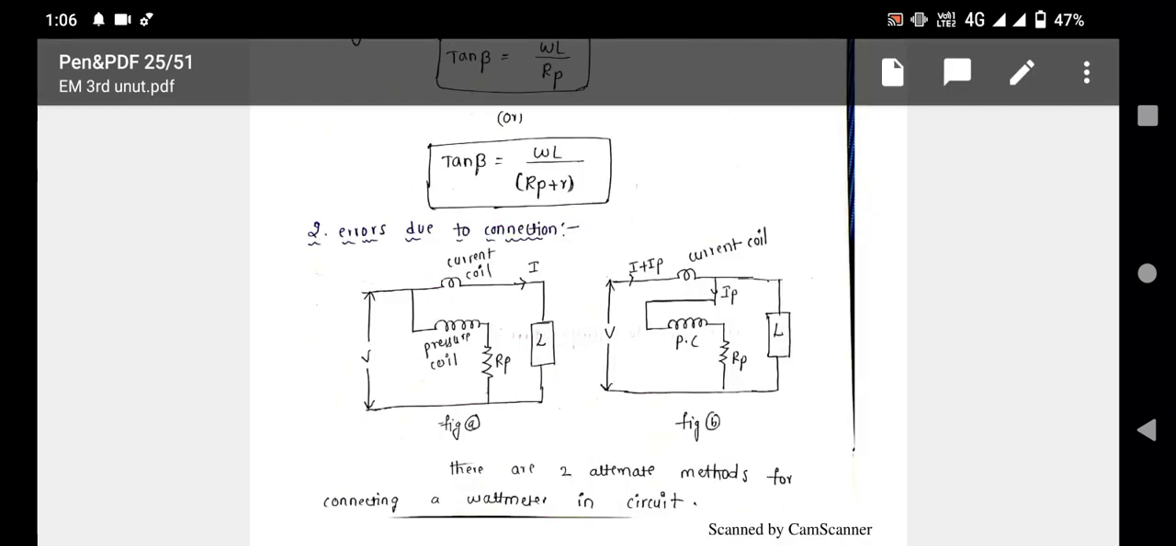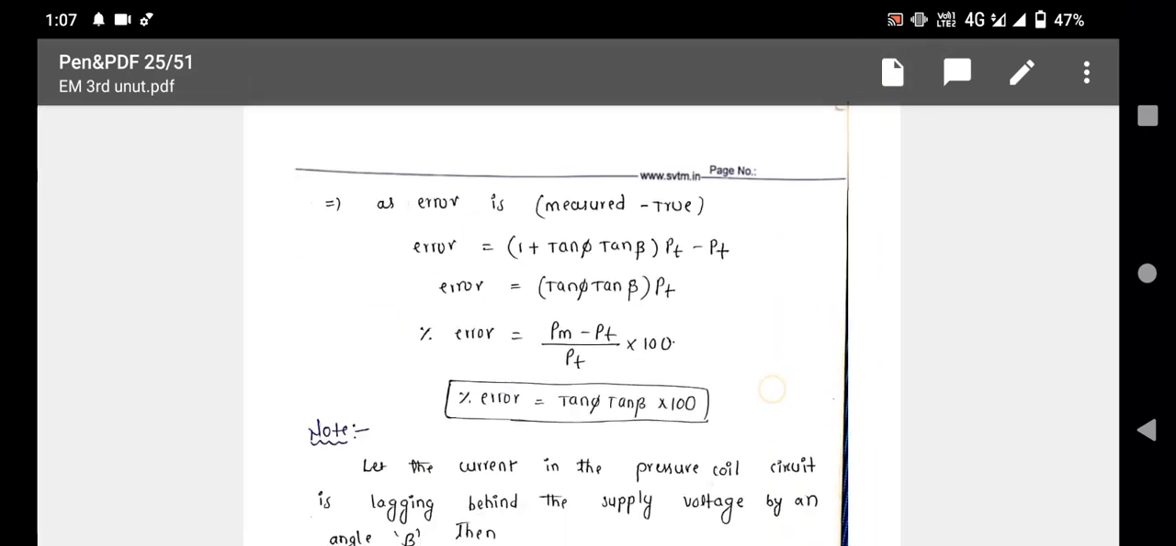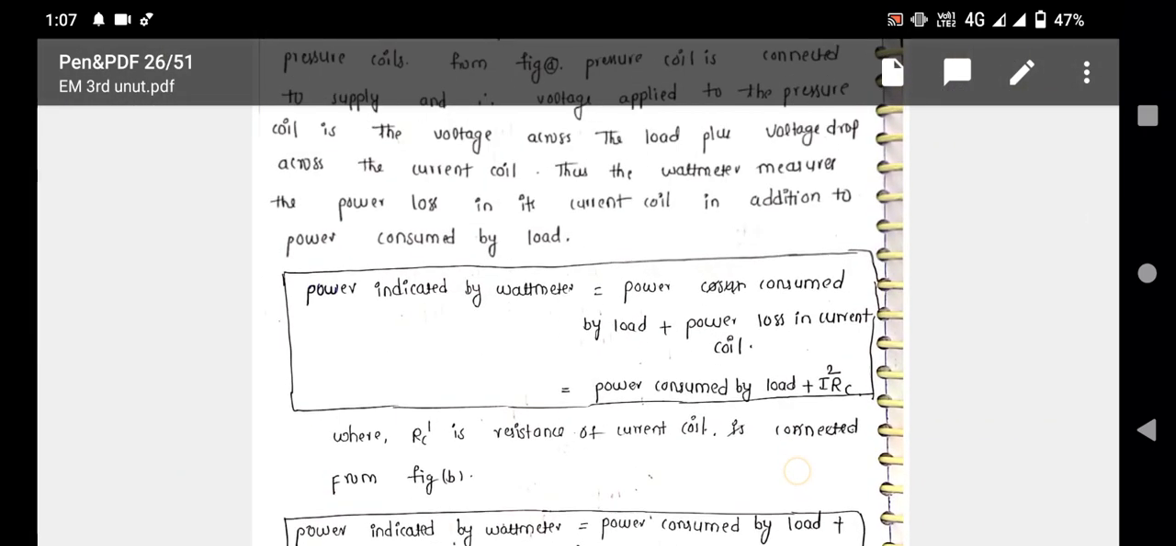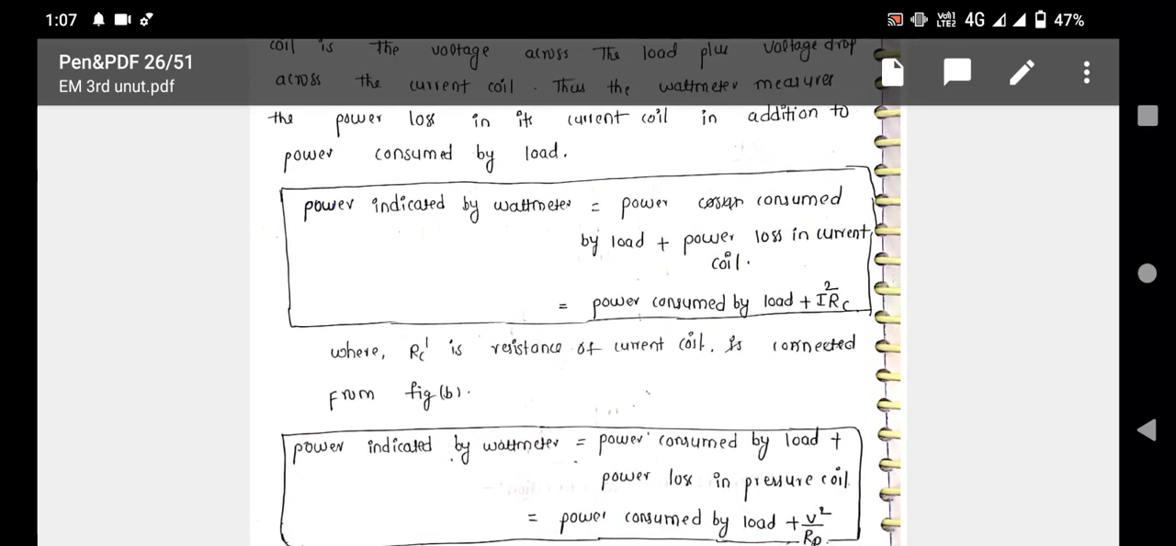Another is errors due to connections. When the current coil is connected on both sides, the pressure coil is connected across the source voltage, across the load. Based on that, errors will be introduced. In both cases, power indicated by the wattmeter is power consumed by load plus power loss in the current coil.